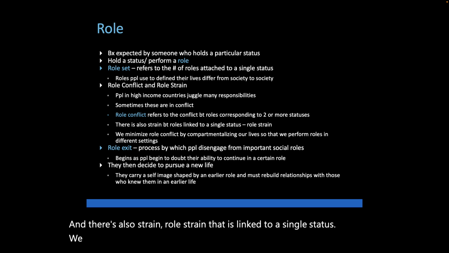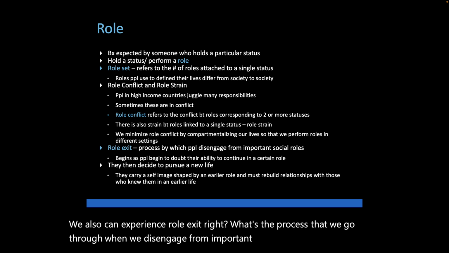We also can experience role exit, right? What's the process that we go through when we disengage from important social roles as we begin a new aspect of our life?